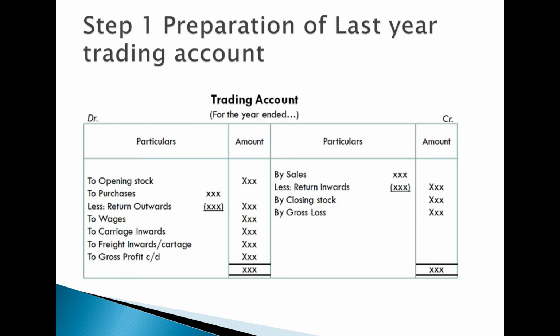Again we want net sales. Net sales is all about sales minus sales returns, and closing stock. Here in the format it is mentioned gross loss in the credit side and gross profit in the debit side.